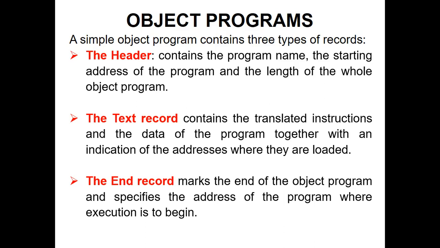You remember, the header record has the name of the program, the starting address of the program, and then the length of the whole program. Then the text records, these are many, depending on how big your program is. They are the ones which show the translated machine language instructions. And then finally, the end record, which marks the end of the program.